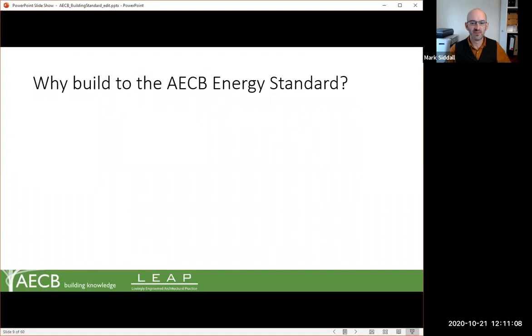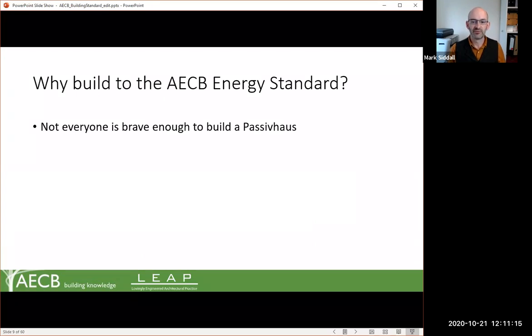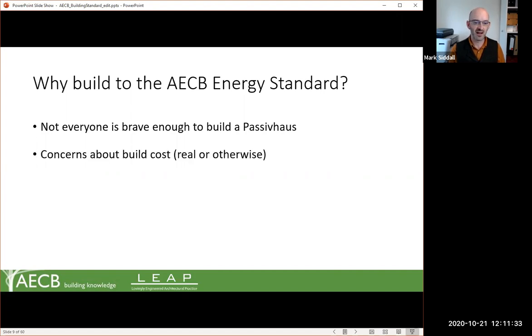Okay, so why would you want to build to the AECB Energy Standards? Well, first of all, not everybody's brave enough to start with a Passivhaus. Many Passivhaus designers would say it's no harder once you've got the experience, but it's appreciated that some clients may be more risk averse, and may also have concerns about build costs, whether they're real or otherwise. So that's some further thinking there.